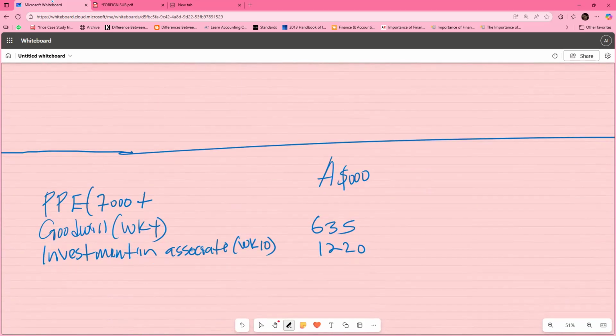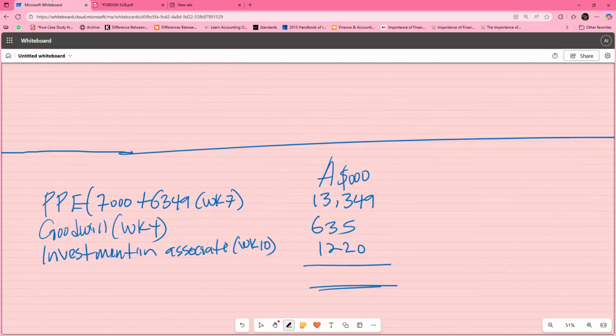So 6349. That's coming from your working 7. So this is 7 plus 6, that's 13. So this is 13, 3, 3, 4, 9. Then you can add everything together.